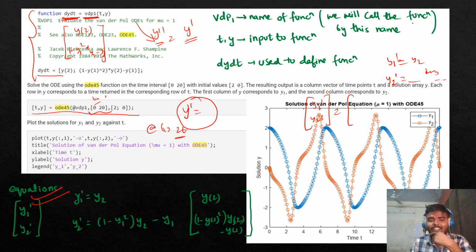This is the t0, and then this is the tf. In place of y0 we wrote it like this. Then why is it written with two values? I have told you only y0 is equal to 0.